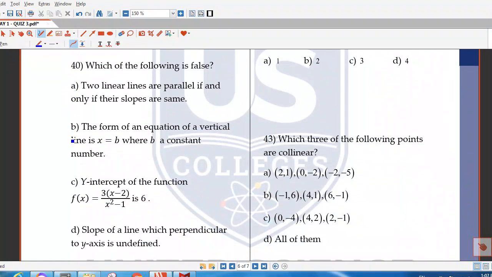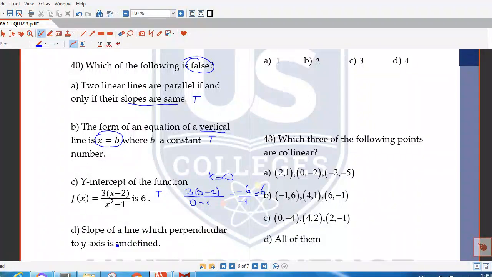Question 40. Which of the following is a false statement? If lines are parallel, their slopes are the same. Yes, true. X is equal to b shows us the equation of a vertical line. Yes, it is also true. Y-intercept of the function is 6. Y-intercept is the case of writing 0 for x. If I write 0 for x, 3 times 0 minus 2 over 0 minus 1. Numerator is minus 6, denominator is minus 1, which is 6. Yes, it is also true.